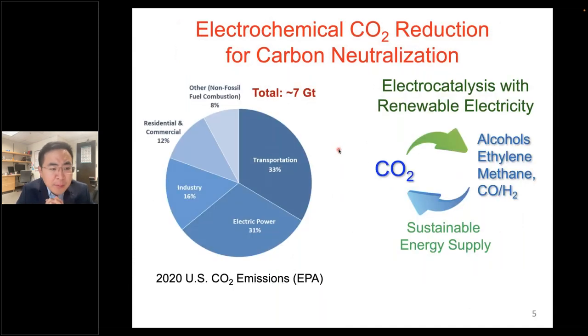My research has been primarily focusing on electrochemical CO2 reduction for carbon neutralization since I moved to Berkeley about 2 years ago. If we look at how much CO2 we produce in the US, it's about 7 gigatons, which is about 15% of the global carbon emission. Even if we can use a small fraction of the CO2, we are making a significant contribution. The way we do that is by designing more effective catalysts, and more specifically electrocatalysts, to convert CO2 into higher-value chemical products, including alcohols, ethylene for the polymer industry, methane, even syngas, for many other important chemical reactions. They in turn can close the carbon cycle and enable a more sustainable economy.